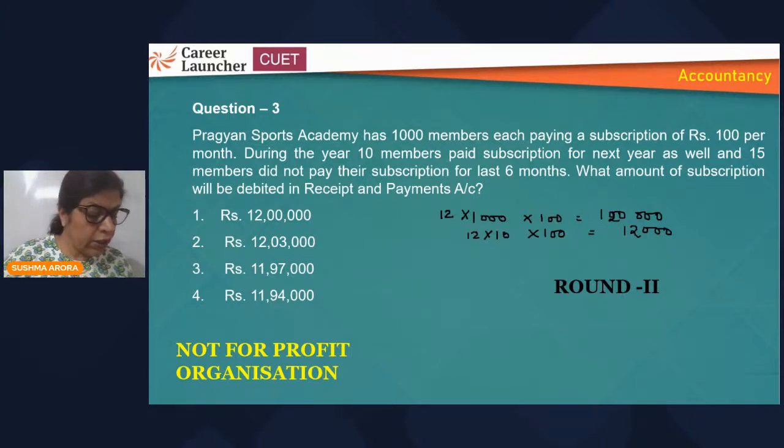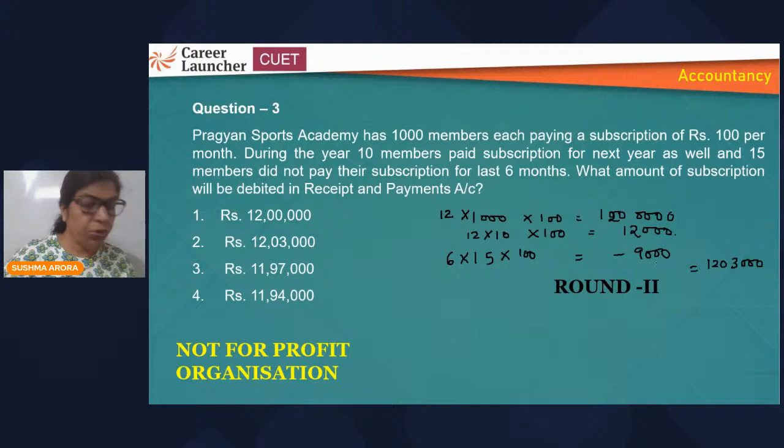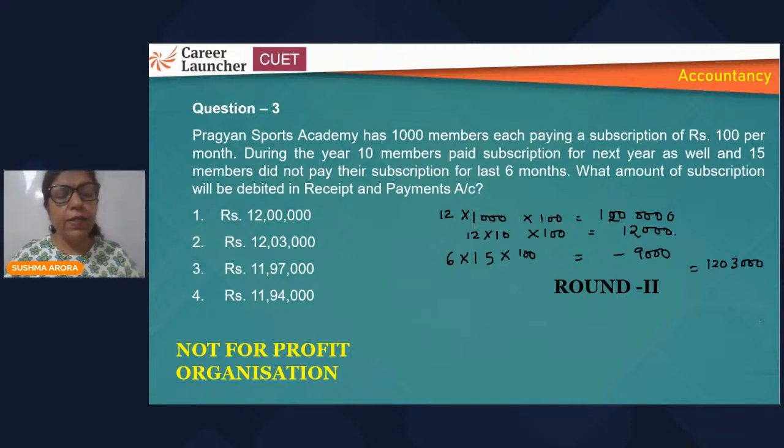Okay, children, so now that will be 12,000. Now, see, 15 members not paid. 15 members by 100 rupees, but that will be for 6 months, so that will be 9,000. So our answer will be 12 lakh plus 12,000 minus 9,000. So your answer will be 12 lakh 3,000. I am sure you all are able to do it. So our answer will be B. Yes, many students gave the correct answer. That is B, or we can say answer number 2 here.